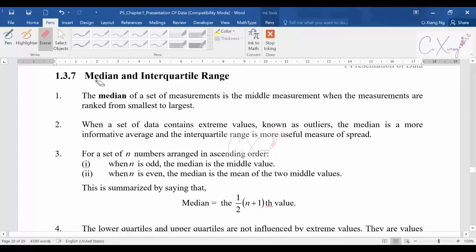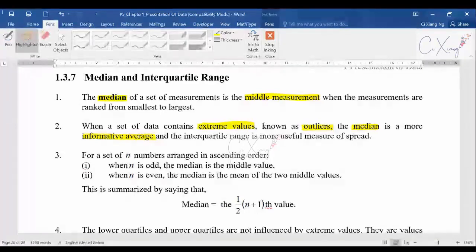So generally, what is the median? Median is the middle measurement when the measurements are ranked from smallest to largest. So the center location, that particular number in the center, we call it the median. When a set of data has extreme values or outliers, then the median is a more informative average, or more suitable to be used as a measure of central tendency. And the interquartile range is a more useful measure of spread.